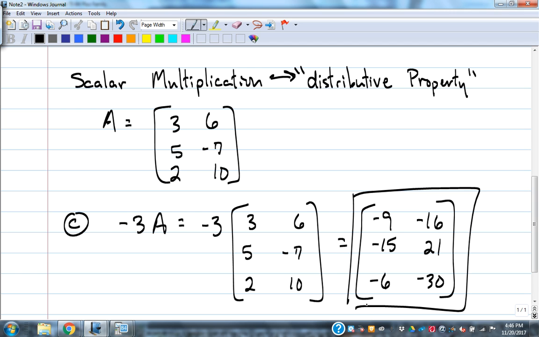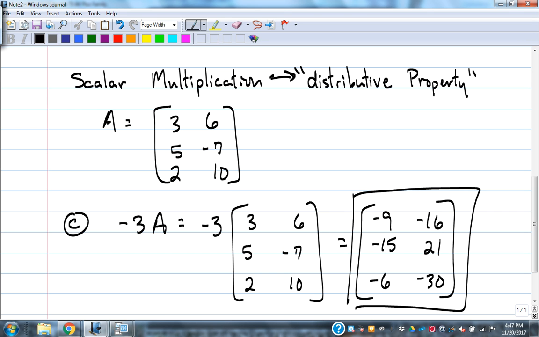And there's your scalar multiplied matrix. So it's like the distributive property. You just multiply everybody in the matrix by the same number. It's scalar multiplication. What they like to do is mix that with addition and subtraction.